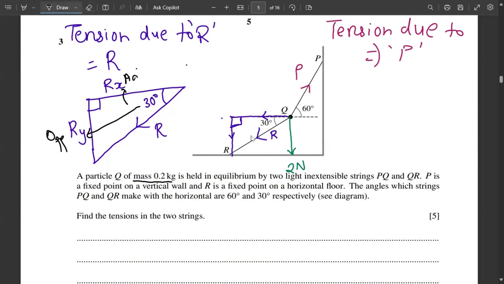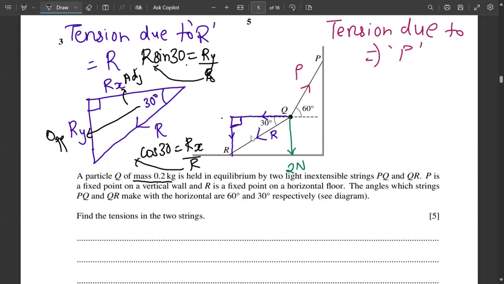Sine 30 will be opposite upon hypotenuse, which is Ry upon R. Cos 30 will be adjacent upon hypotenuse, which is Rx upon R. So Ry is R sine 30 and Rx is R cos 30. So what is Rx? Rx is R cos 30. And what is Ry? R sine 30. So this is R sine 30. This is R cos 30.